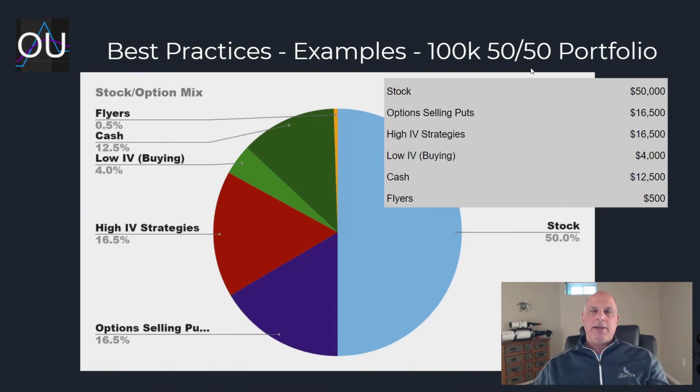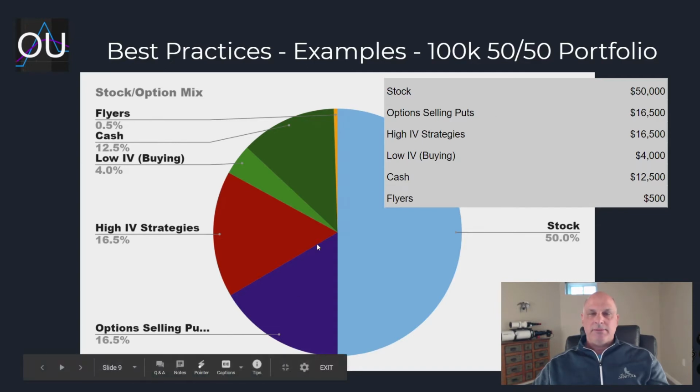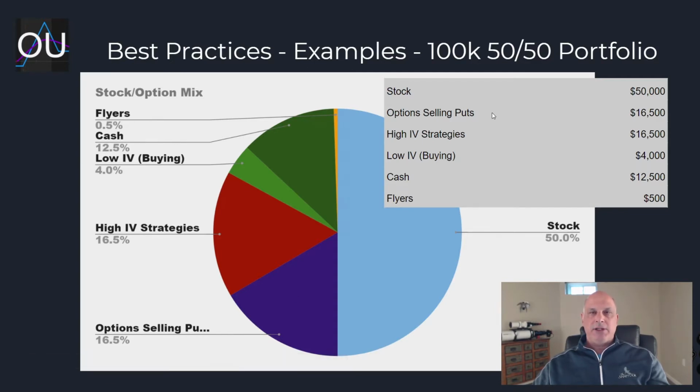Okay, so let's look at an example of a $100,000 portfolio, $100,000 in cash, 50% towards stock and 50% towards options. Now, the option trading side would be this entire left-hand side. We can break that down into an option allocation strategy. And again, everyone has different strategies, but this closely resembles what I do in my strategy. I have an option selling put strategy where I allocate about 16% of the portfolio towards selling put premium. That's like you're trading for income.